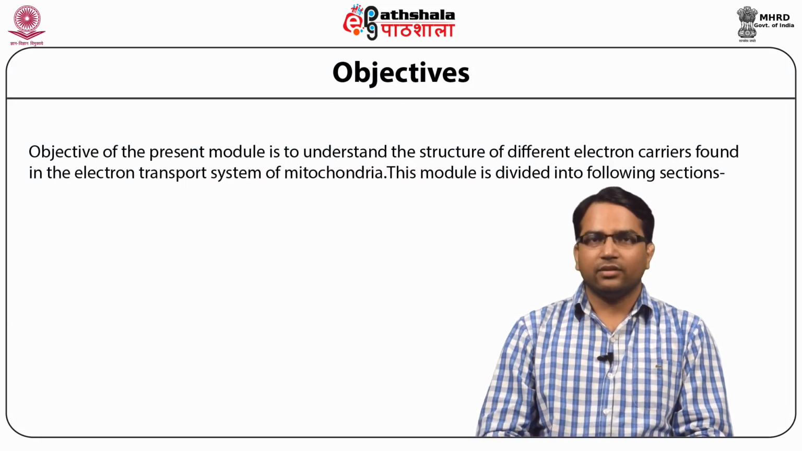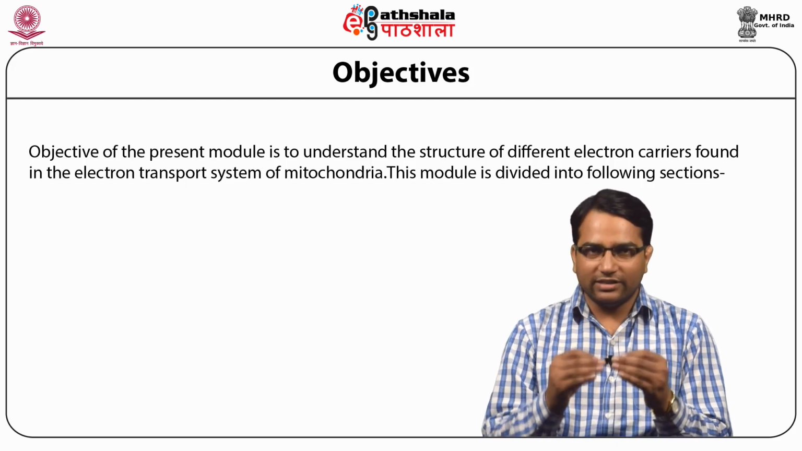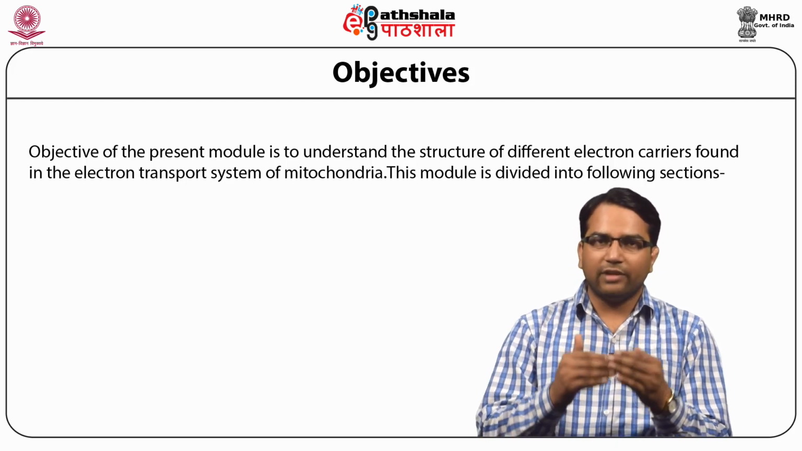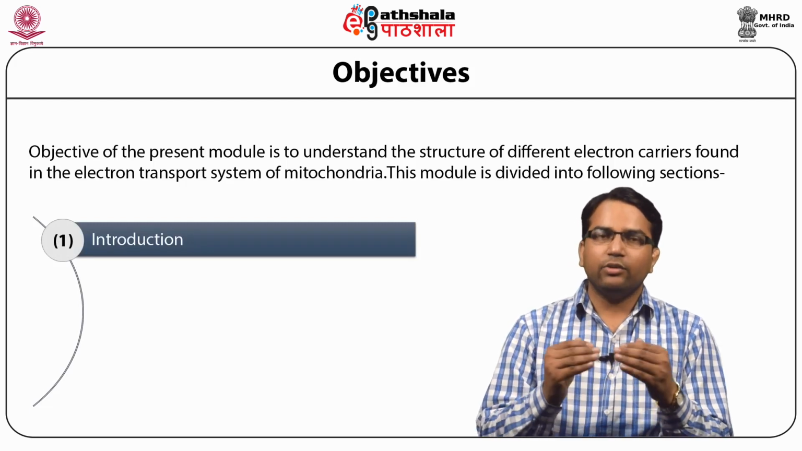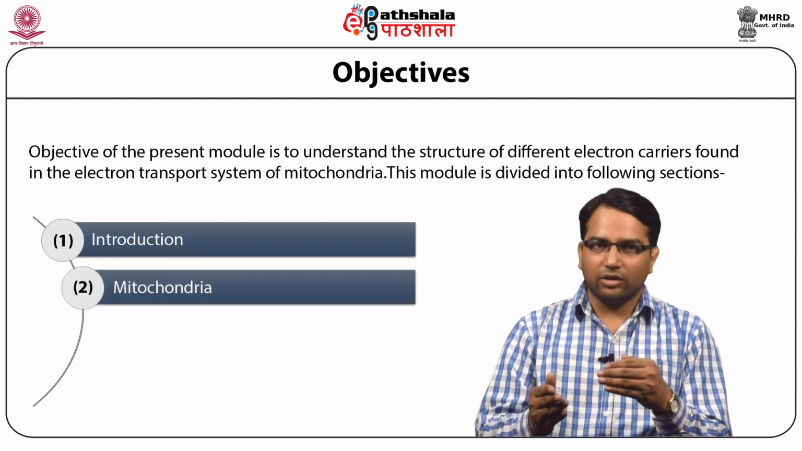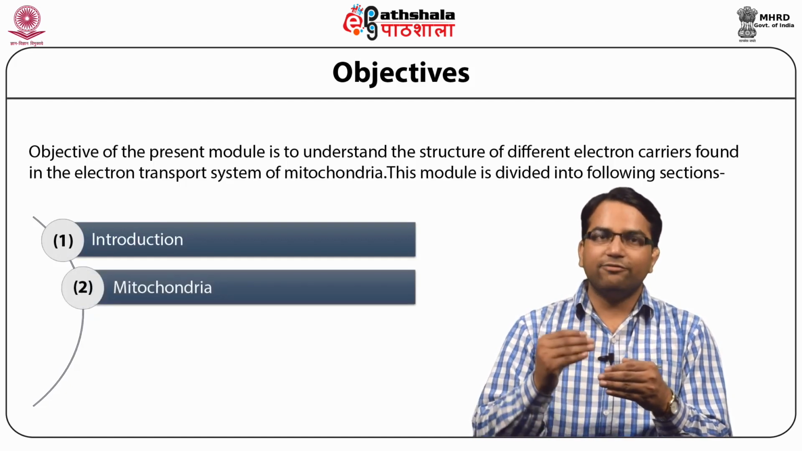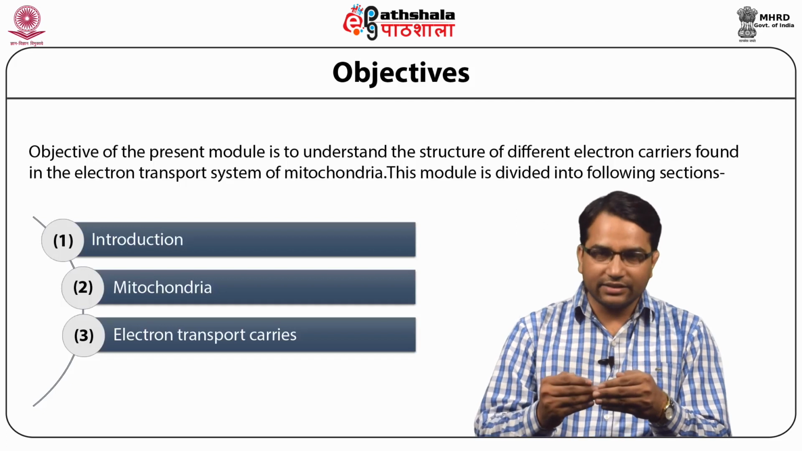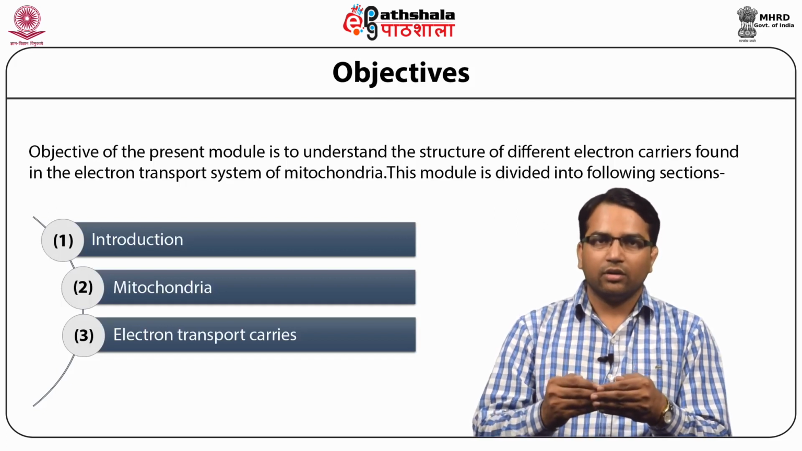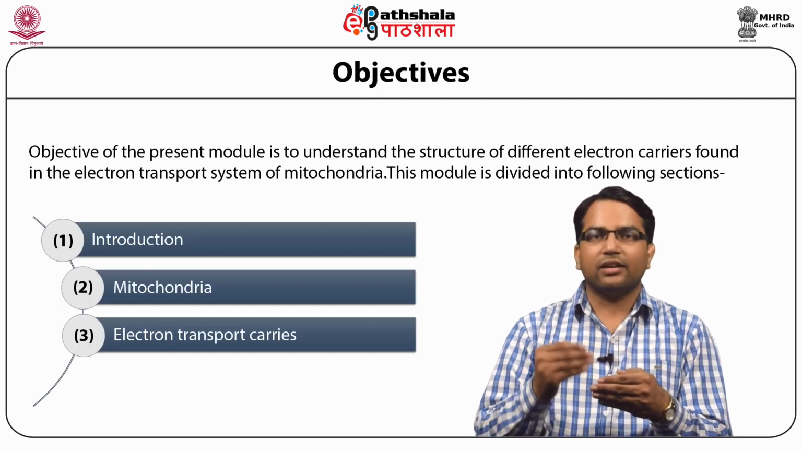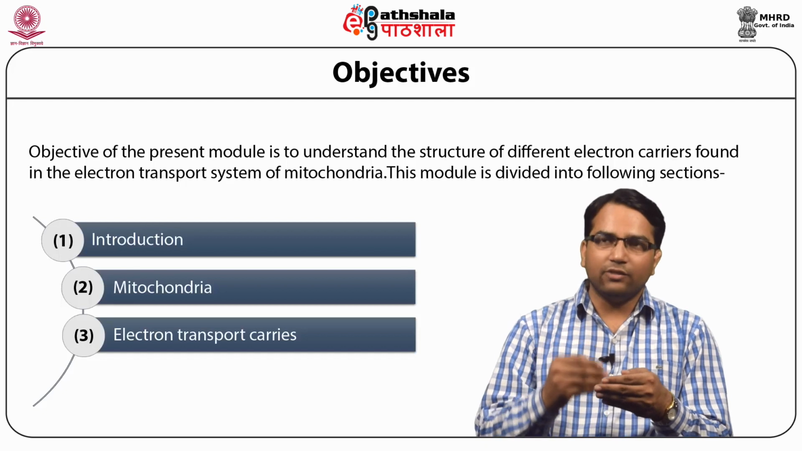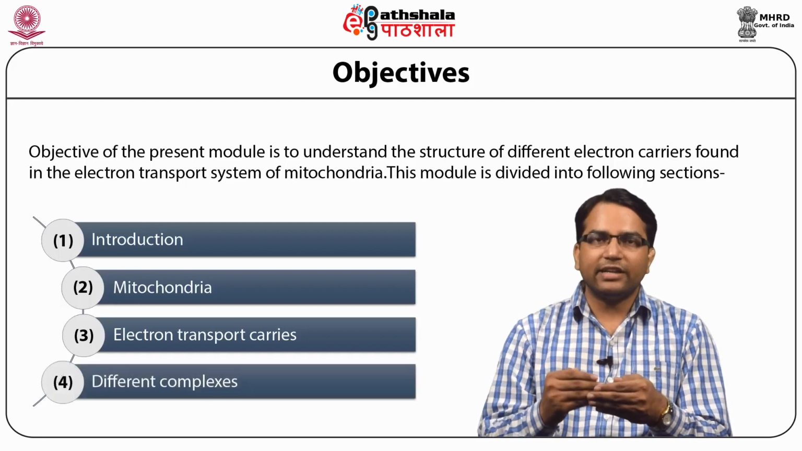This module has been divided into the following sections. The first one, we will have an introduction of the electron transport system. Then we will discuss the structure of mitochondria. Then we will discuss the different electron transport carriers such as ubiquinone, NADH and other electron carriers found in the electron transport system. And in the end we will discuss the different complexes found in the mitochondrial electron transport system.